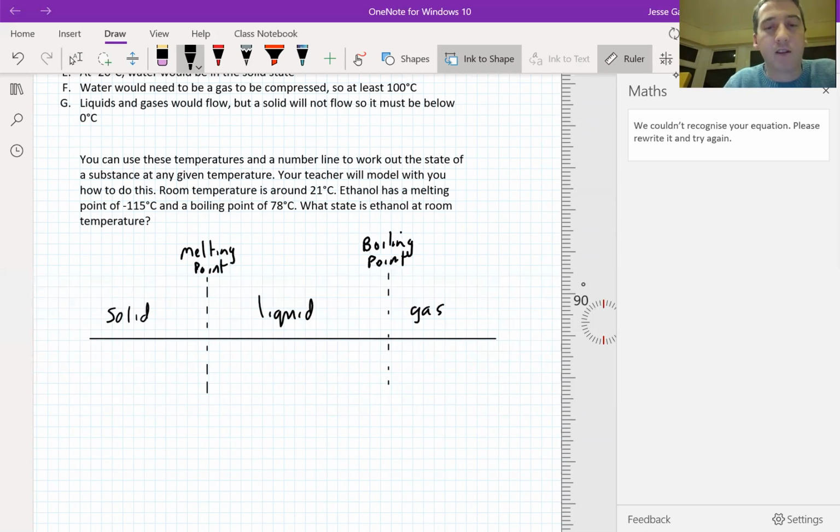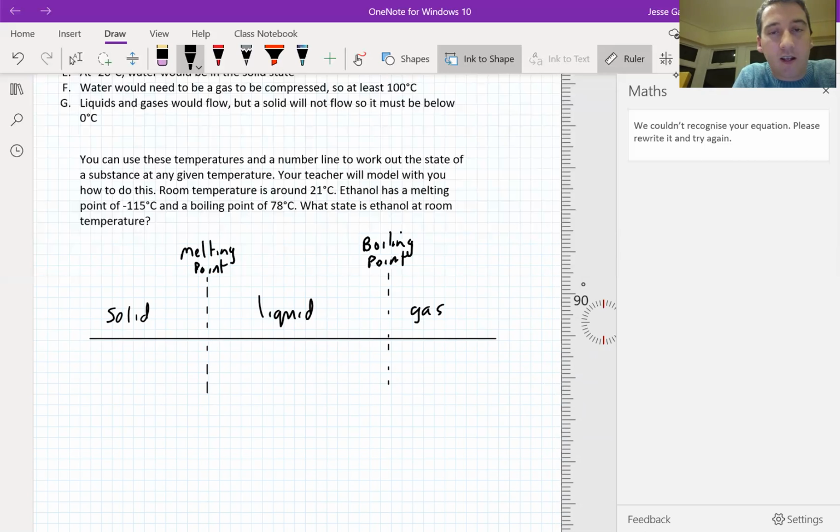So the point bit means the temperature. So these lines here, this is a number line. Remember, these lines will show us the temperatures at which melting and boiling occur. So I need to go to my question now, check my question, and look for important information.